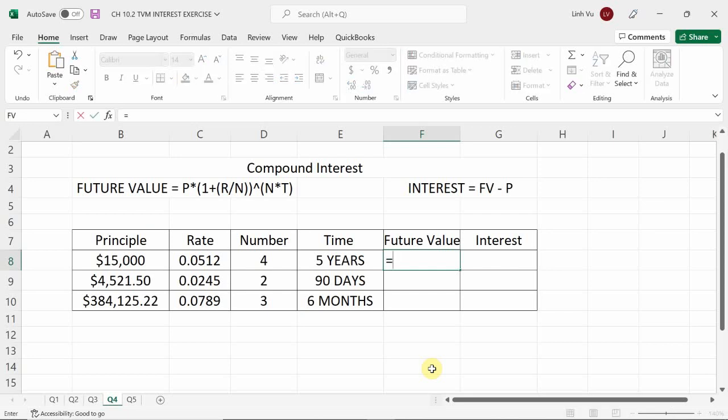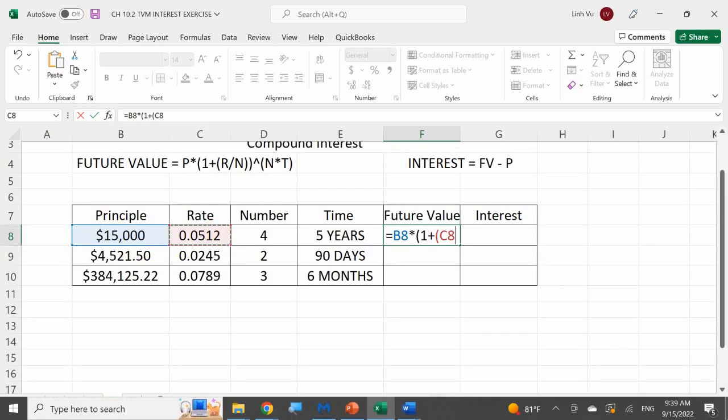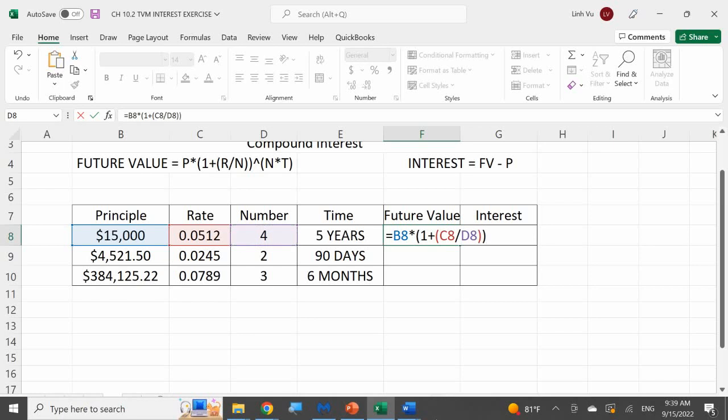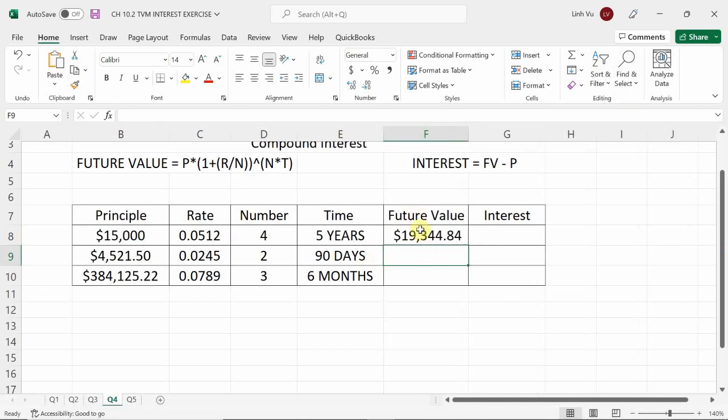Okay? So future value, once again, principal times parentheses 1 plus parentheses rate divided by number of times compounded, so quarterly, close parentheses, your caret, open another parentheses, your n of 4 times your 5 years is going to get you $19,344.84. So how much interest have you collected?